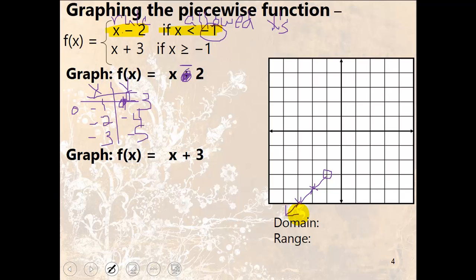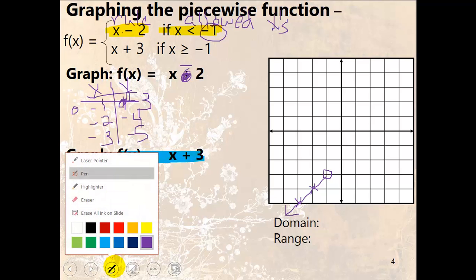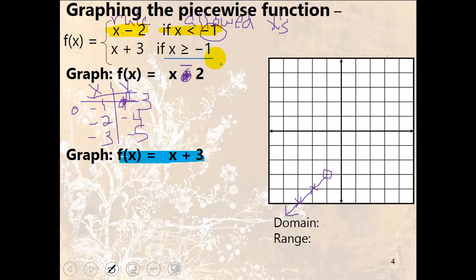Okay? Now I'm going to graph f of x, the part that says f of x is equal to x plus 3. And then I get to plug in values that are bigger than -1. So again, I'm going to start with my critical value. Always start with my critical value, whether it's inclusive or exclusive. So I'm going to plug in a -1, but now I'm going to pick values that are bigger than -1. Like 0, 1, and 2.